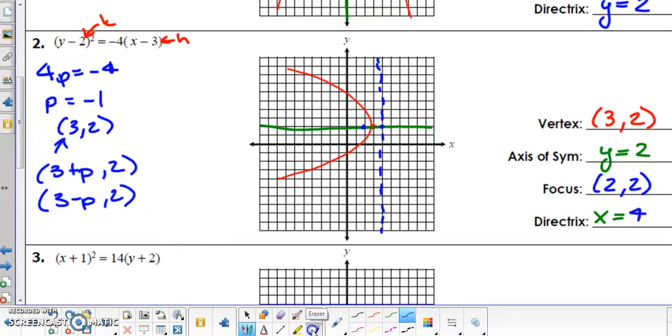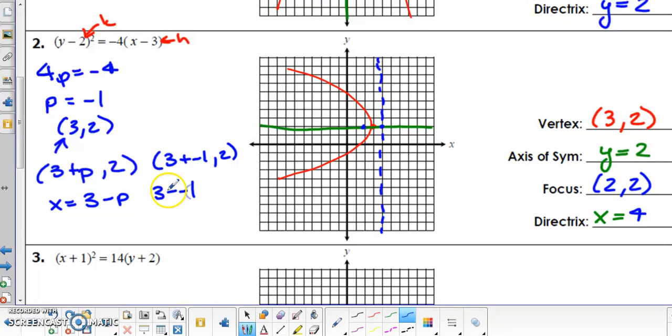Well, no, sorry, just kidding. See, even I made that into a point instead of making it a line. That one's going to be x equals 3 minus p to get my directrix. So let's replace a number there for p. Here, it's going to be (3 plus negative 1, 2). So 3 plus negative 1 gets me 2, and so I've got the 2 there. 3 minus negative 1 turns these into addition. I have 3 plus 1, so I've got 4. So that's the way we did that.